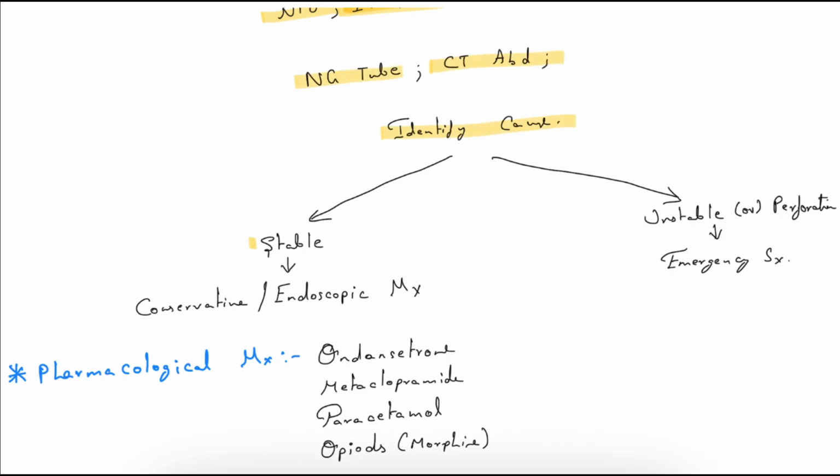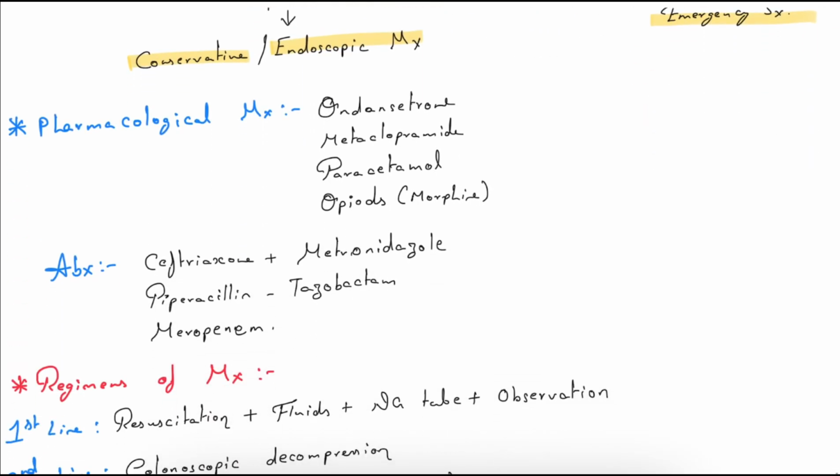We have to identify the cause. If the patient is stable, we can go with conservative management or endoscopic management. If the patient is unstable and has perforation, we have to go with emergency surgery. In pharmacological management, the drugs don't relieve mechanical obstruction; they give only supportive care. We use pharmacological management for supportive purposes only.